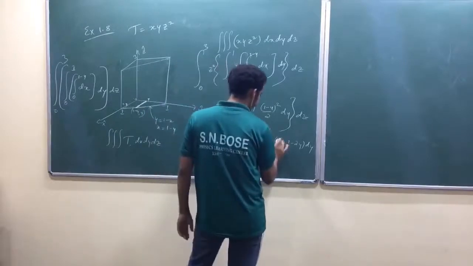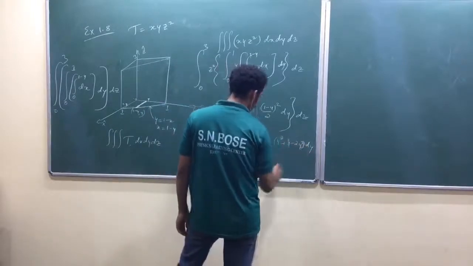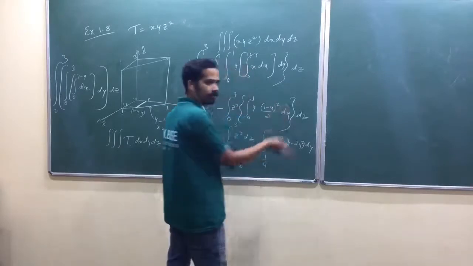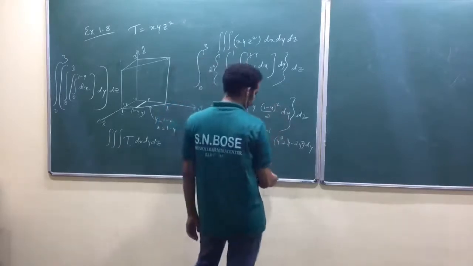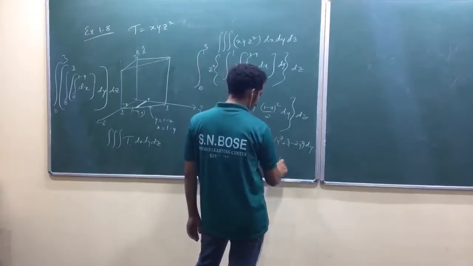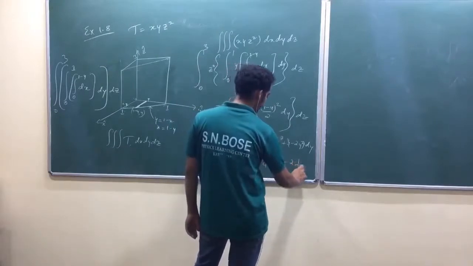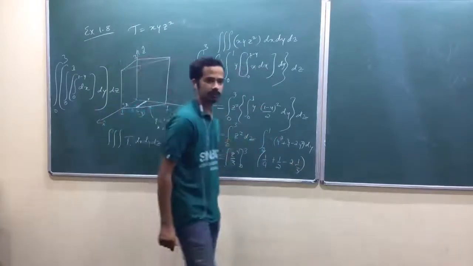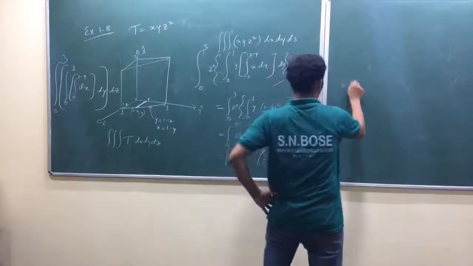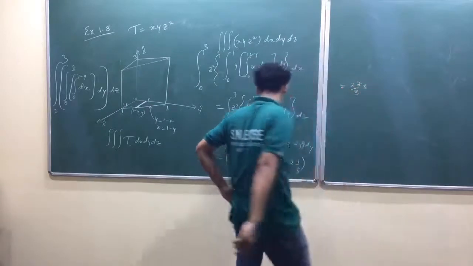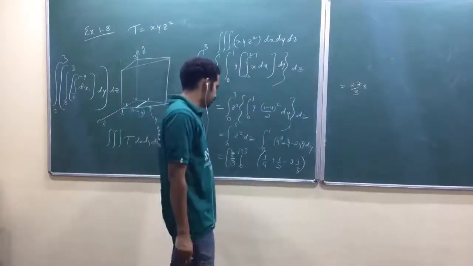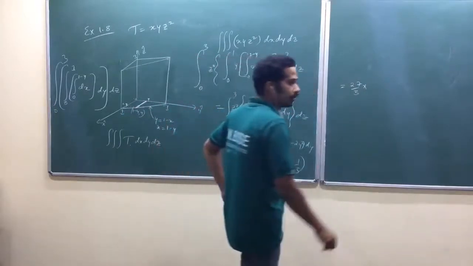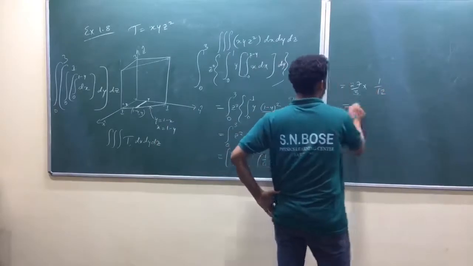Y cube, y to y square. I think 1 by 4, y raised to 4 by 4. Am I right? 0 to 1. Plus 1 by 2 minus 2 by 3. What is this one? Quickly. So 3 cube is 27. Am I right? So 27 by 3 multiplied with 1 by 4 plus 1 by 2 minus 2 by 3. 1 by 12. What is that one totally?